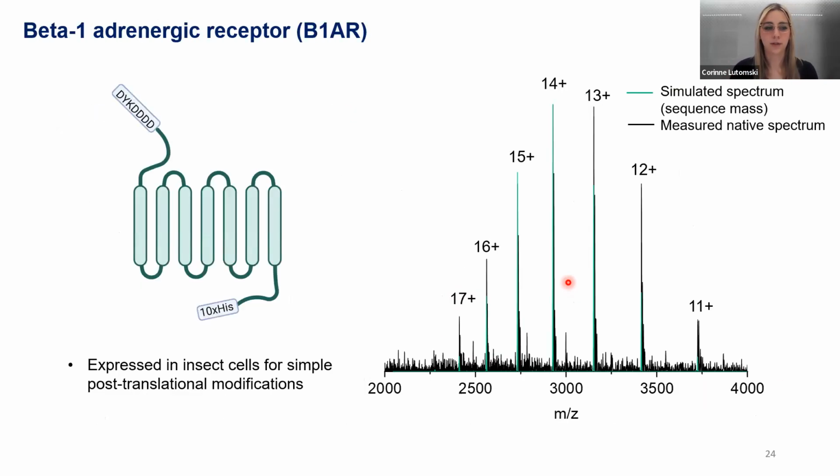The first example that we used to test this out is the beta-1 adrenergic receptor, B1AR. We expressed this protein in insect cells for simple post-translational modifications. We wanted the easiest case, so we mutated out some of the glycosylation sites. We expect this protein to be relatively straightforward to characterize. The green trace on the right is the simulated mass, so that's what we'd expect the protein to be, given the sequence that we expressed. And the black trace is the measured native mass spectrum. You can see that these line up; they're identical. And so we can expect in this case that we have no post-translational modifications or anything complex that would hinder this top-down analysis.